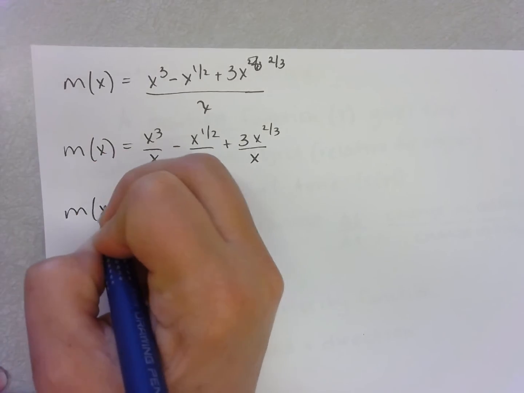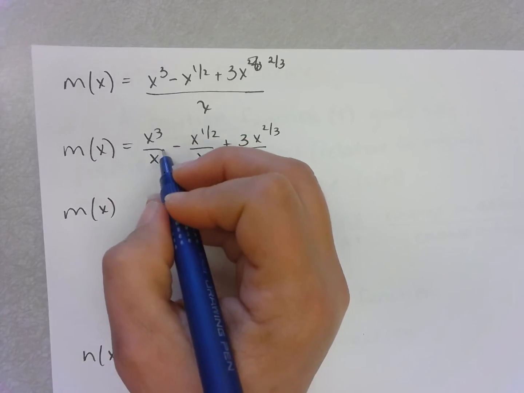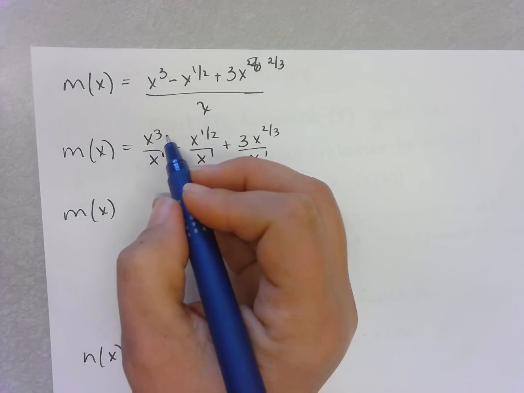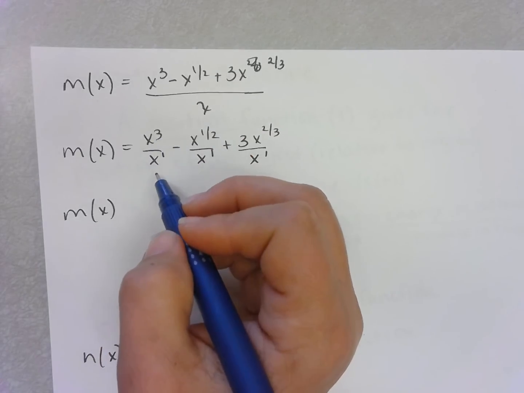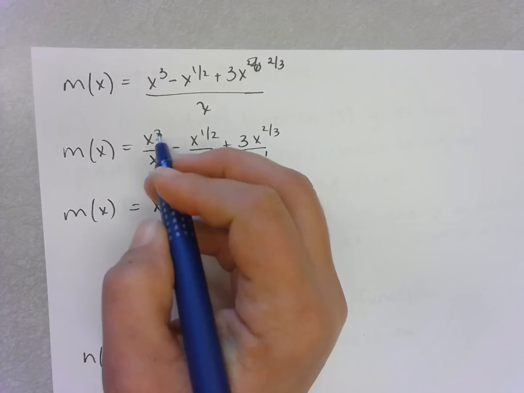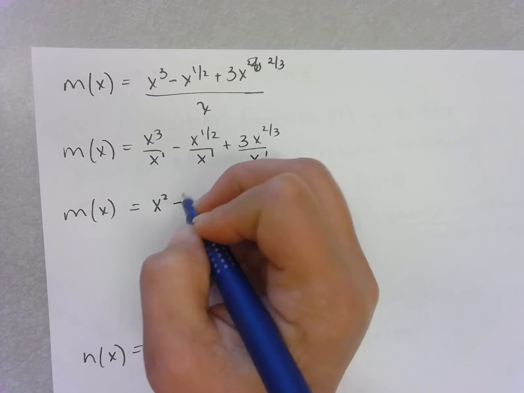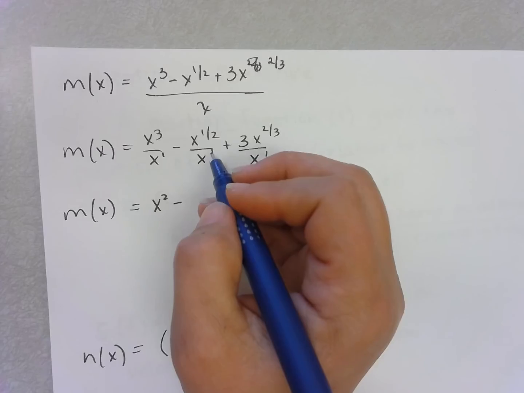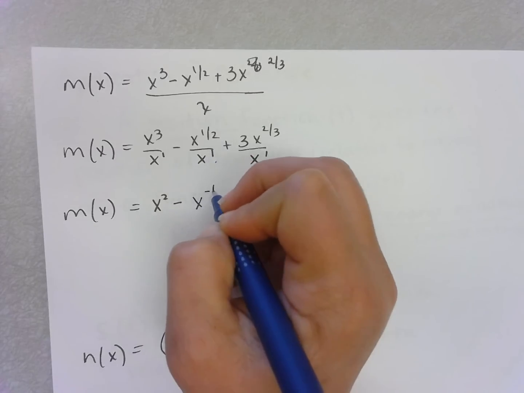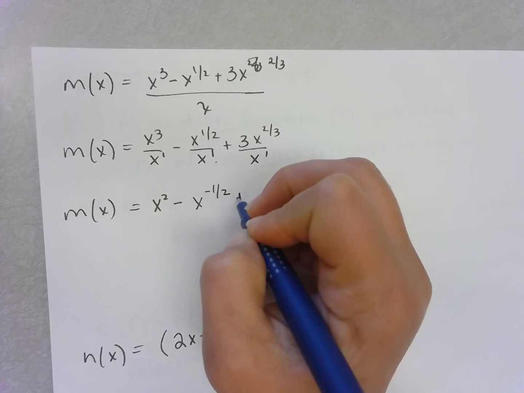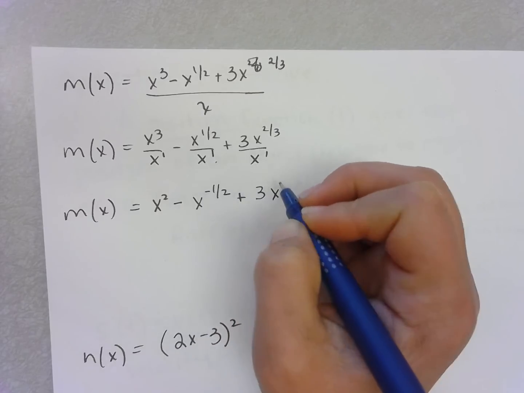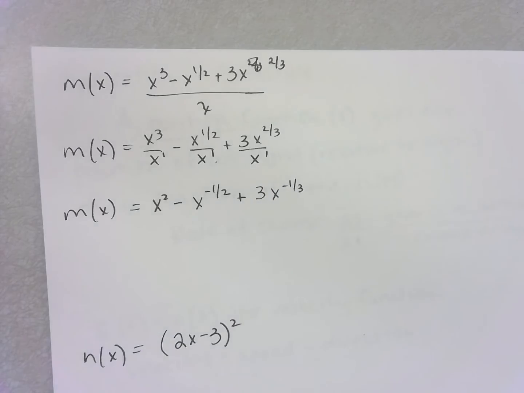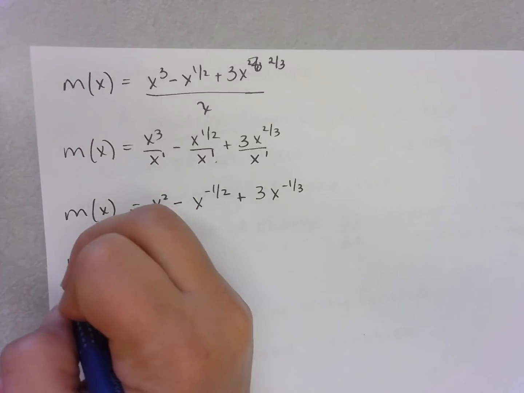When I'm dividing, it's like I'm subtracting the powers, right? So let me write this as an implied 1. I have x cubed, so when I divide by x, I'm left with x squared, 3 minus 1, and then the sign stays the same. I have x to the 1 half over x to the first, so I have 1 half minus 1, giving me x to the negative 1 half, and then I have plus 3x to the 2/3 minus 1, which is negative 1/3. So this is my rewrite, and now I'm ready for my derivative.